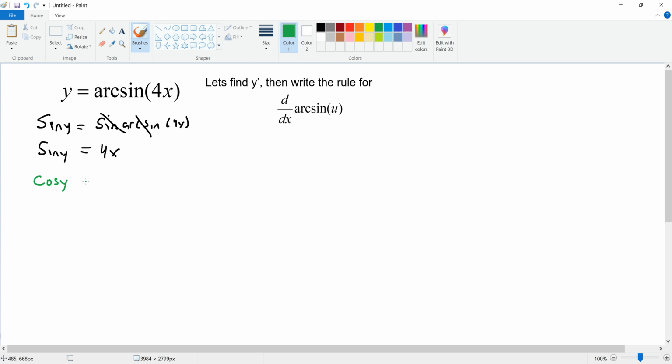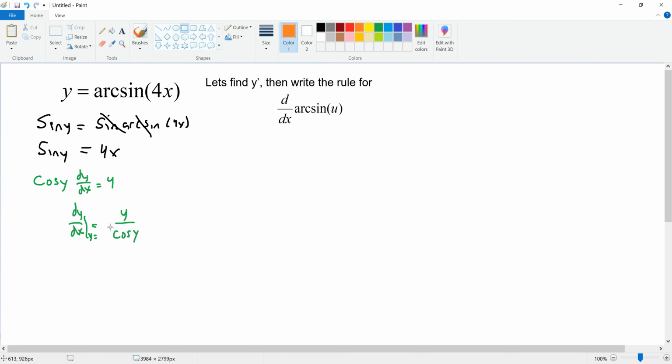So we get cosine of y dy/dx is equal to 4. So we're going to be able to get dy/dx is equal to 4 over cosine of y. And now it's perfectly fine to have that as a derivative. In order to evaluate this derivative, we would need to know the y value, which is not typical when we have a function written as a function of x. So what we can do is rewrite this.